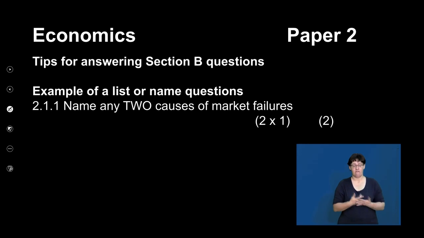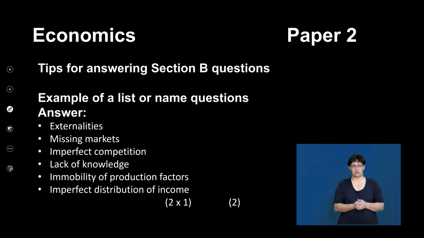For example, our 2.1.1 says, name any 2 causes of market failures. Name any 2 causes of market failures. Let's look at the solution. The solution says, number 1, you've got externalities. Number 2, you've got missing markets. You also have others like imperfect competition, lack of knowledge, immobility of factors of production, imperfect distribution of income.